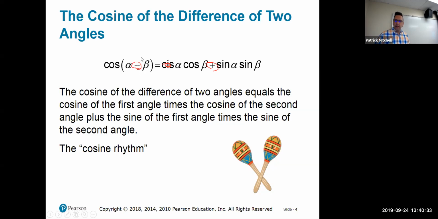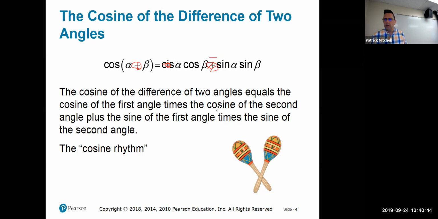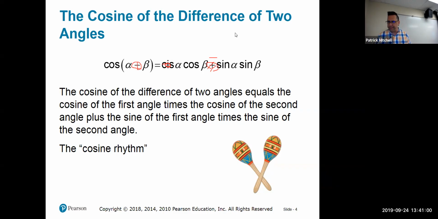You'll see this a little later, but when this sign is a plus, this one becomes a minus. Okay, but only for cosine. So actually, the rhythm that I got from my classmate was for the addition formula, it goes cosine, cosine, minus sine, sine. Okay, that is how I remember it. All right, so now let's see how to use it.